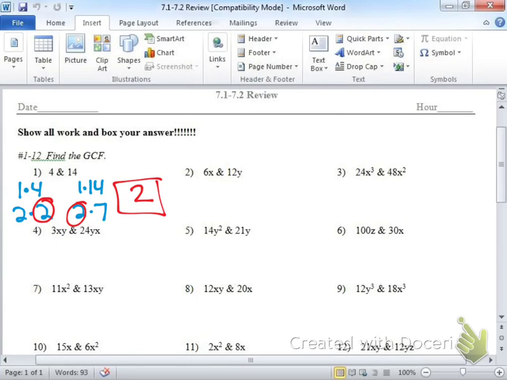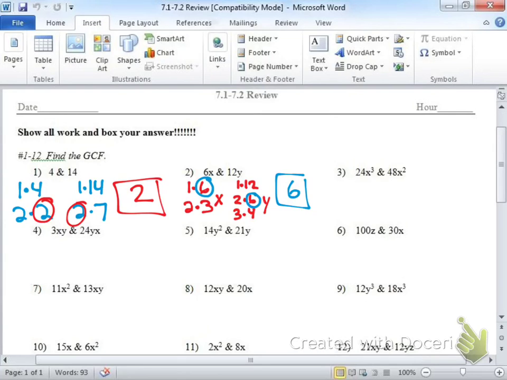Alright, same thing on number 2, so I'm going to look at the list for 6. I have 1 and 6. I have 2 and 3. I also have an X. The list for 12 is going to be 1 and 12, 2 and 6, 3 and 4, and I also have a Y. You can see that 6 is in both lists, so 6 is going to be our greatest common factor. One has an X, one has a Y, so they don't have any variables in common, so it's just going to be 6.